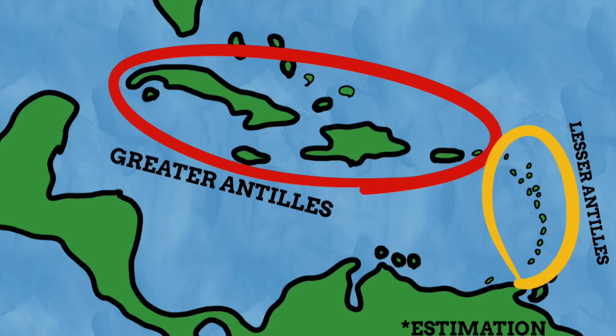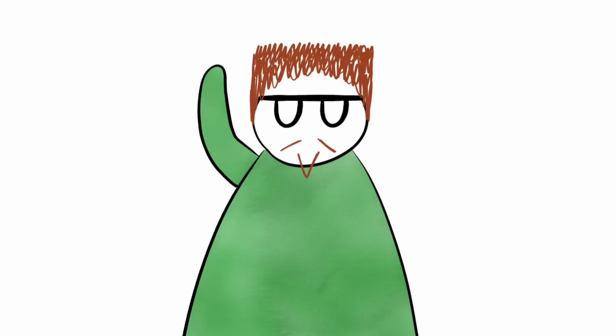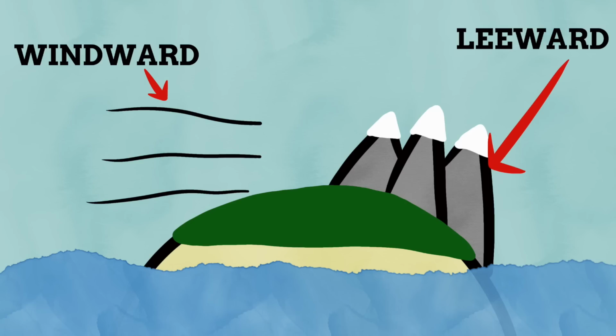Though, just to make things even more confusing, the Lesser Antilles are often broken down once again into 2 smaller groups of islands. These are the Leeward Islands and the Windward Islands. The Leeward Islands are the more northern of the Lesser Antilles, while the Windward are the more southern. These names of Leeward and Windward are actually old nautical terms for wind and sailing. Islands have windward and leeward sides.